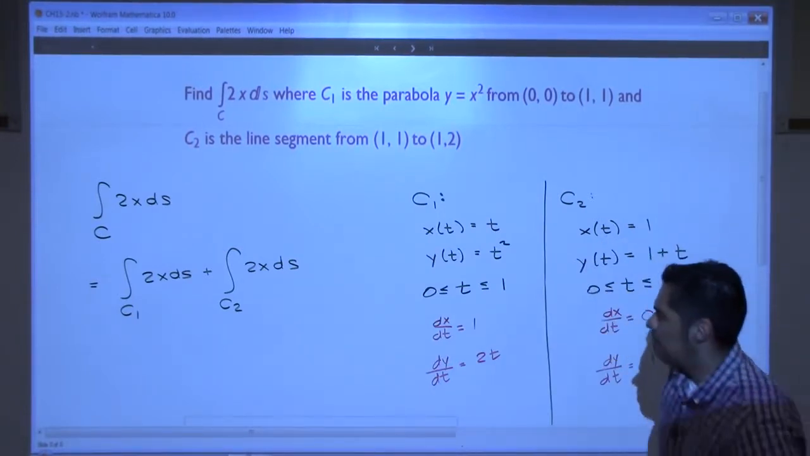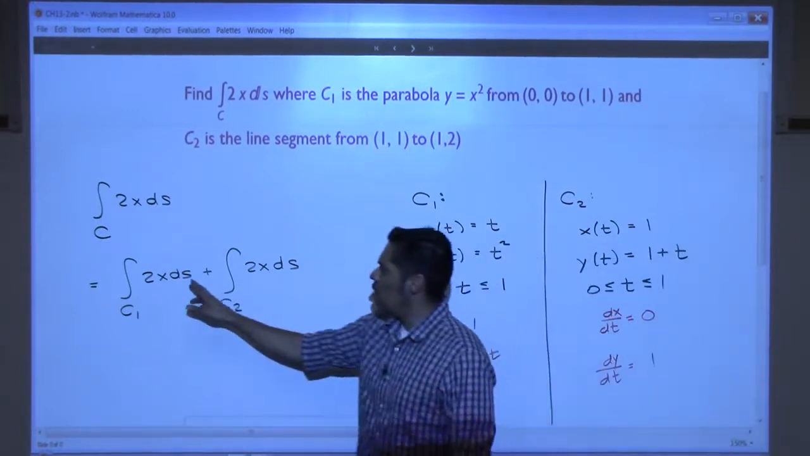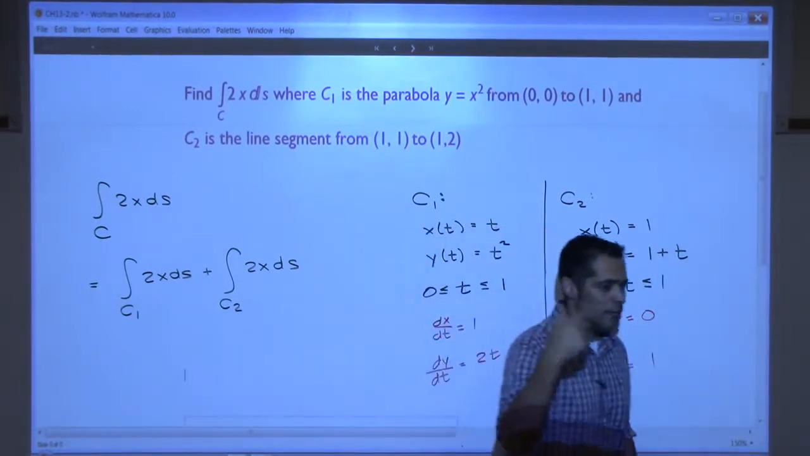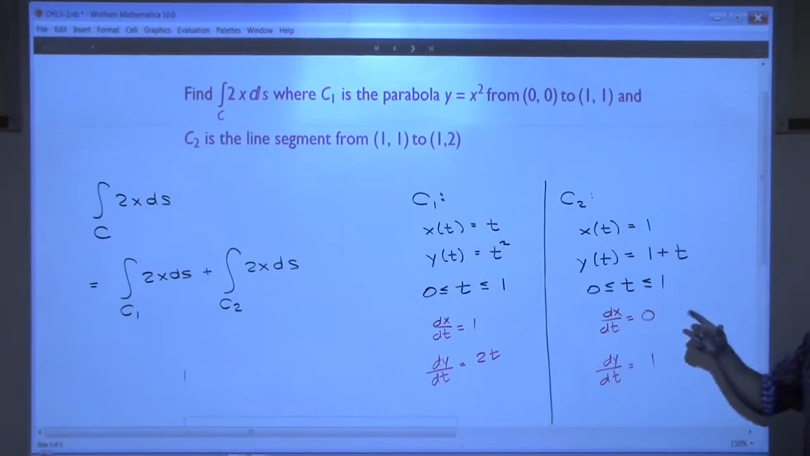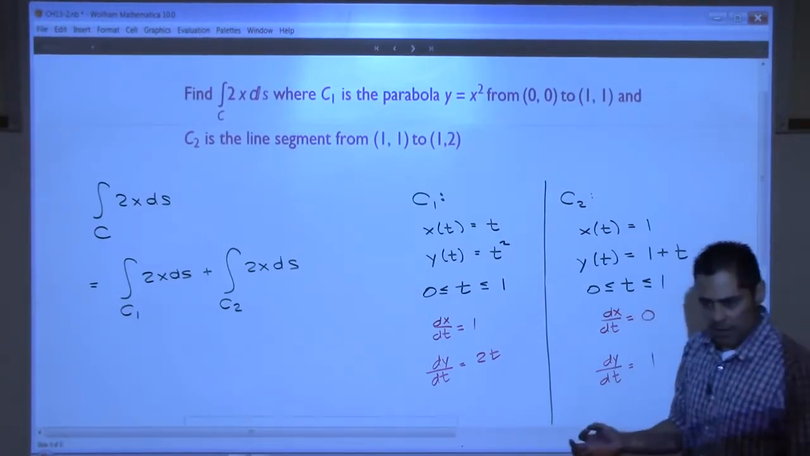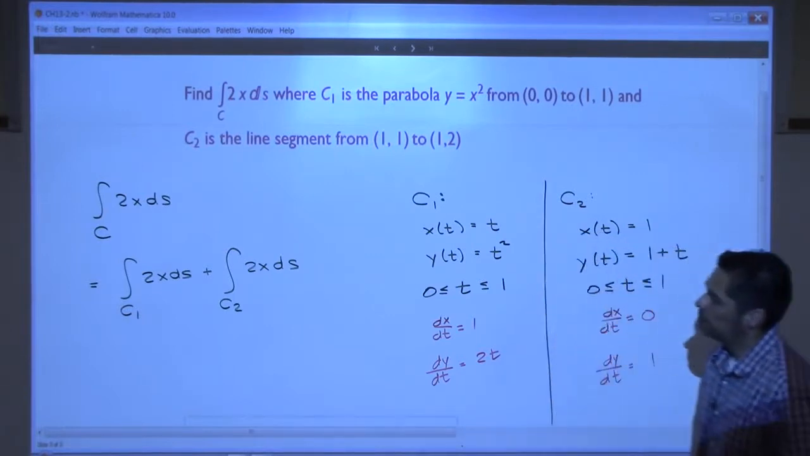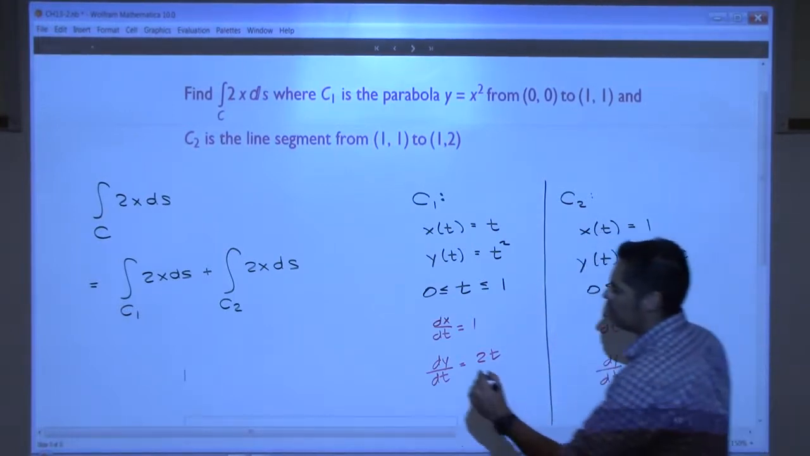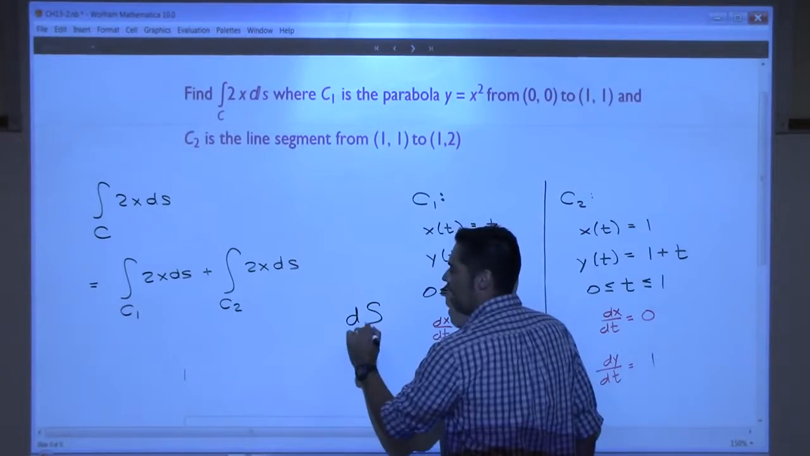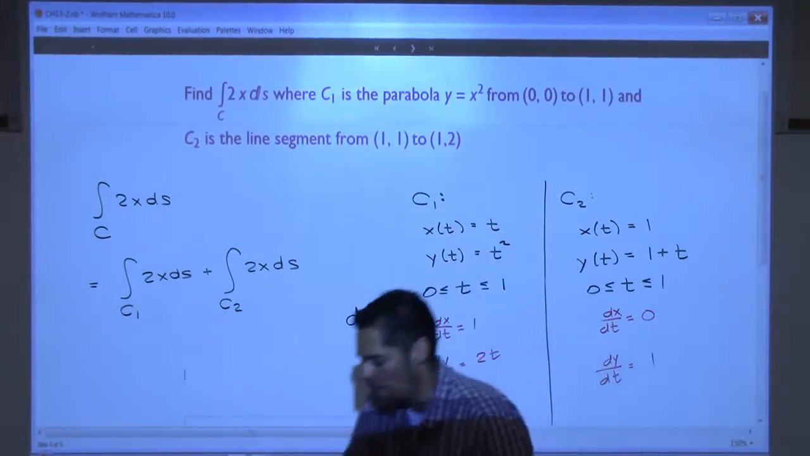Let me just point something out. This is a lowercase s. Later on, that will be an uppercase S in a different section. It will be surface. Right now, the s means arc length. So when I do it later, I will exaggerate it. I'll be like that for capital S. All right?